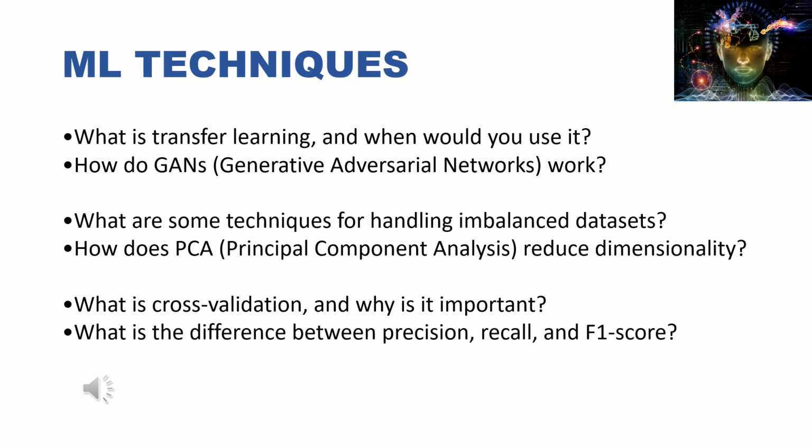ML techniques questions. What is transfer learning and when would you use it? Second, how do GANs, generative adversarial networks, work? Third, what are some techniques for handling imbalanced datasets? Fourth, how does PCA reduce dimensionality? Fifth, what is cross validation and why is it important? Sixth, what is the difference between precision, recall, and F1 score?